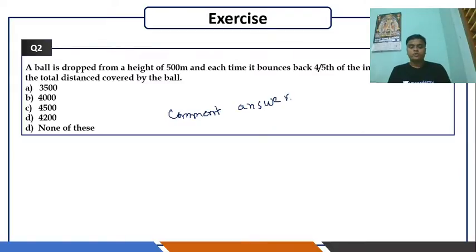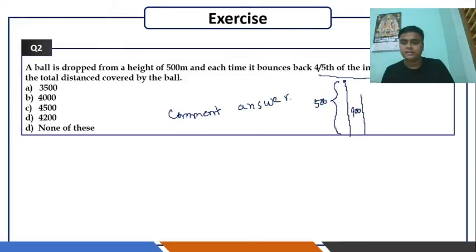Okay, so let's understand what's happening over here. I have dropped a ball from a particular height. Let's say this is the initial height from which I have dropped the ball, and this is 500 meter. So when the ball is dropped, it will travel a distance of 500 meter, right? And after that, it will bounce back by a distance of how much? 4/5 of the initial height, which is 400 meter. So it will bounce back by 400 meter, because 400 is 4/5 of 500 meter. And once it bounces back, it will move upwards.